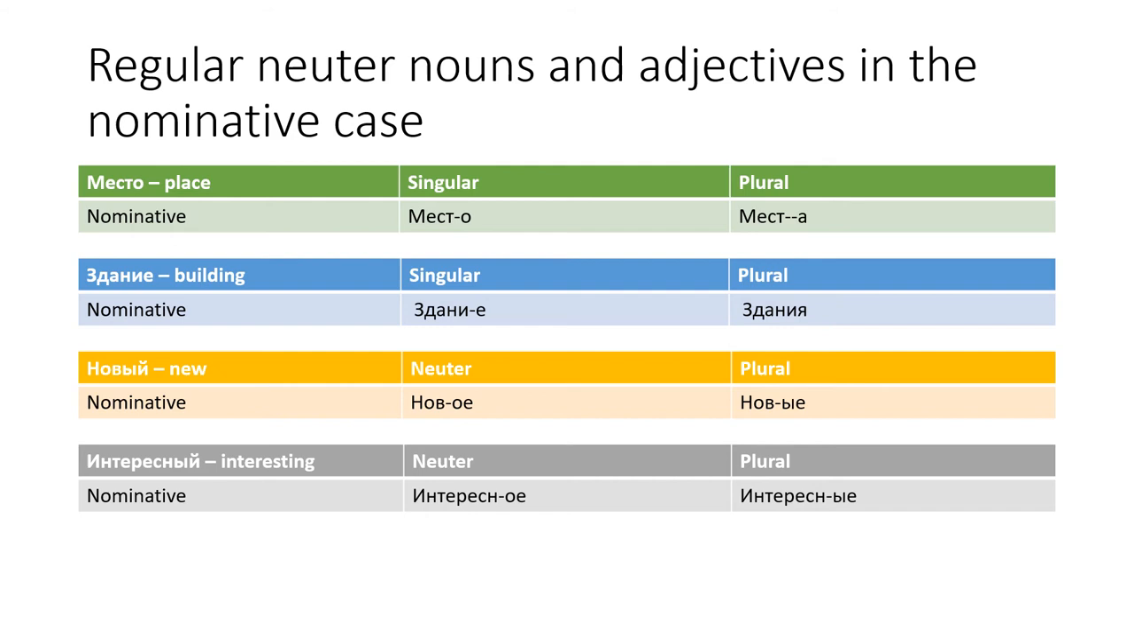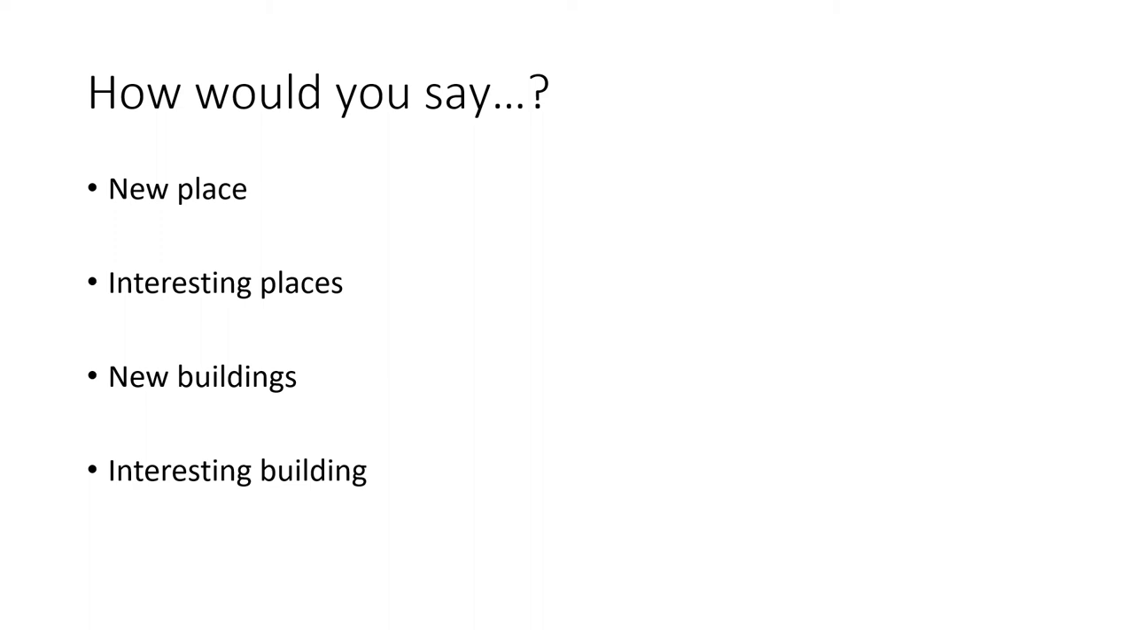Okay. So we're just going to practice putting those together. Here we have new place. So place, remember, was miesta. Miesta. So how would you say new place? I'm going to reveal the answer now. It is новое место.